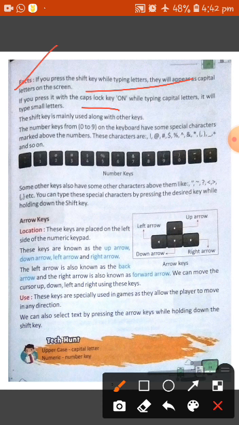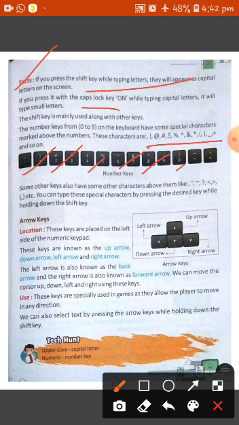These characters are exclamation mark, at the rate, dollar, percentage, and plus, minus, hash. These are the number keys from 0 to 9, and these are the special characters. Okay, and the number keys 1, 2, 3, 4, 5, 6, 7, 8, 9, and 0. These are the number keys.